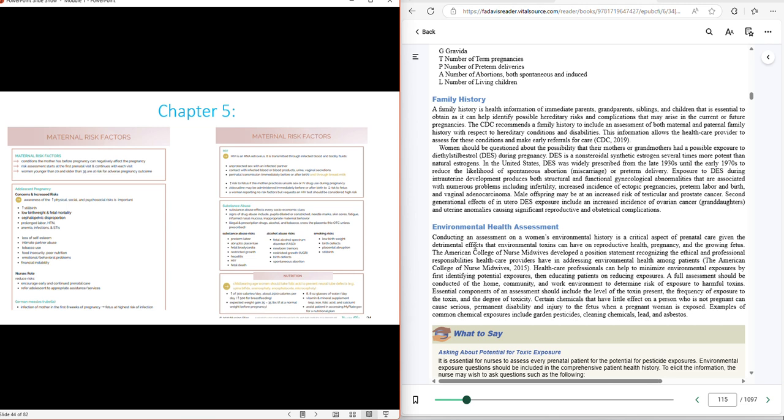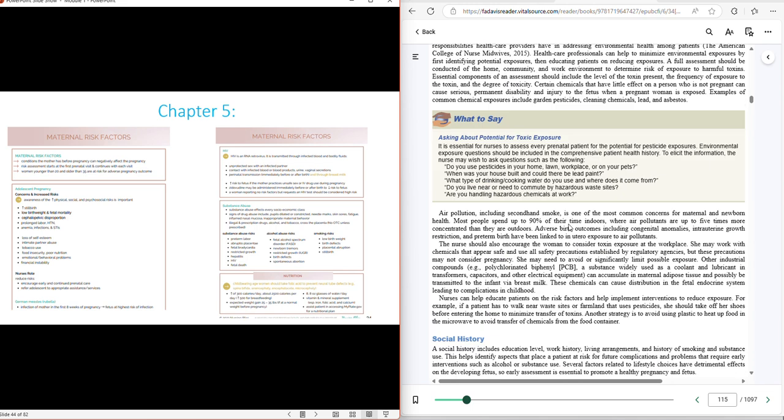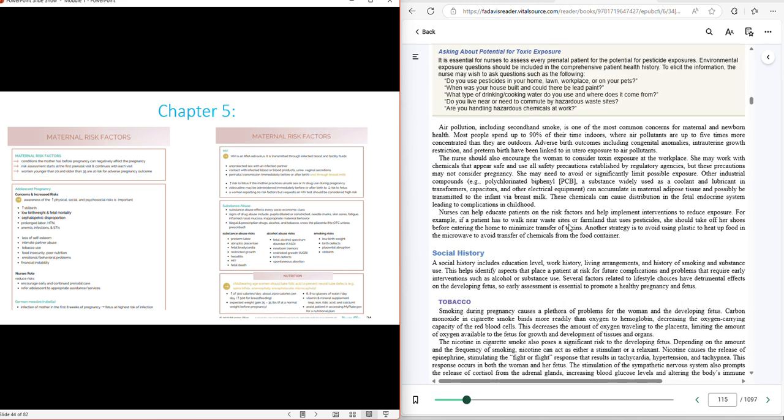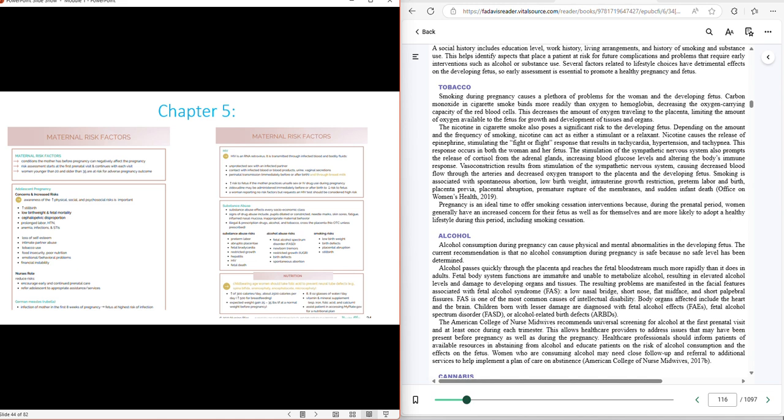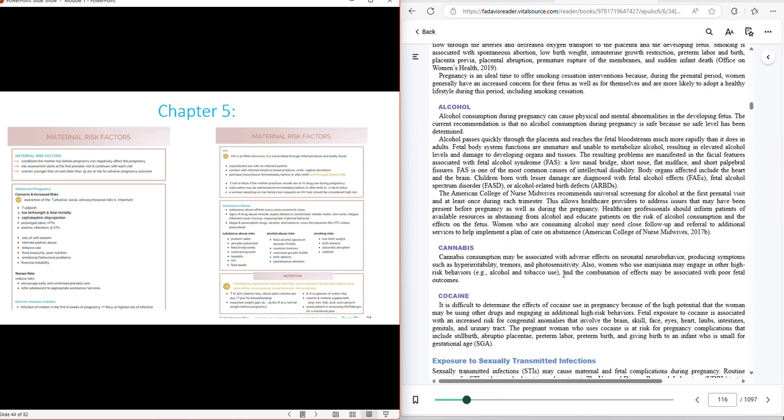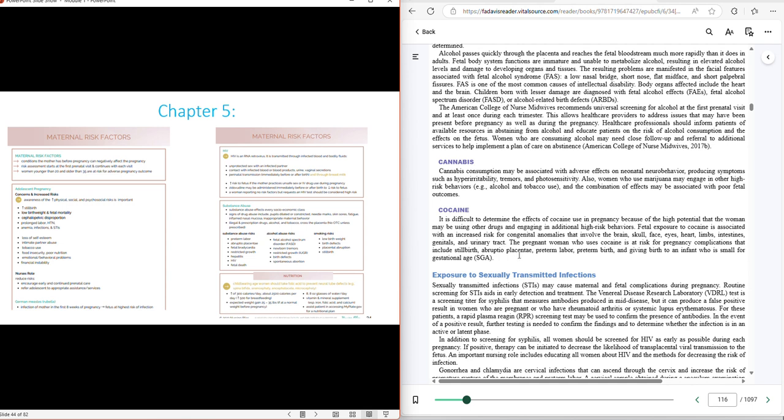All right. Family history is important to know, and we'll talk about OLD CARTS later on, but that's part of that history, okay? Environmental health assessment, making sure that they have what they need during the pregnancy. Where do they live? Do they have running water? Do they have food? Do they have AC and heat? Social history, tobacco use, alcohol use, cannabis, cocaine. There's a wink and lollipop for the cocaine, so make sure you know this paragraph.